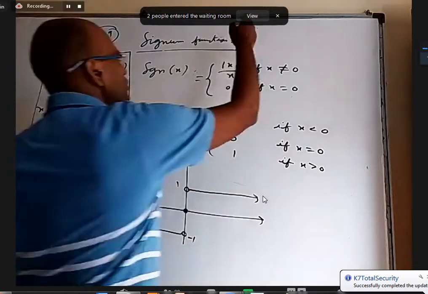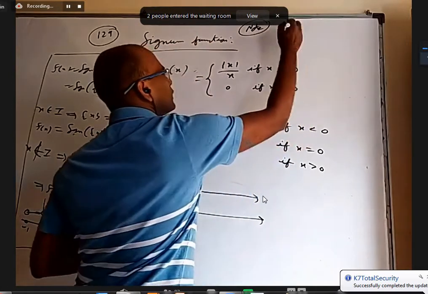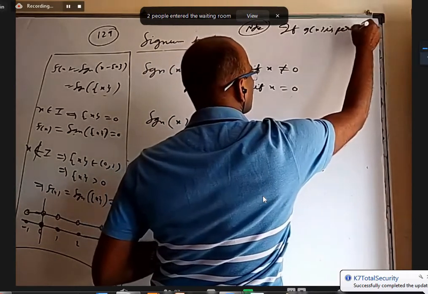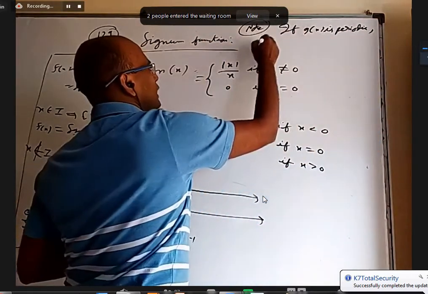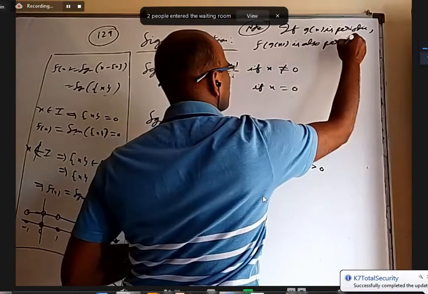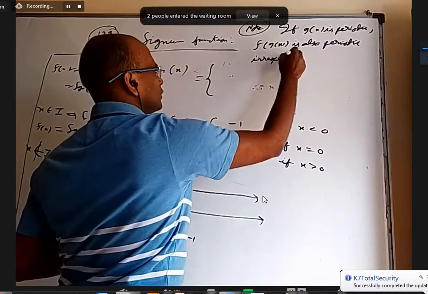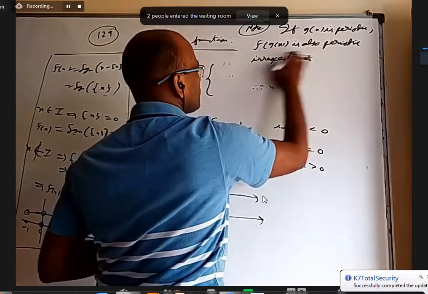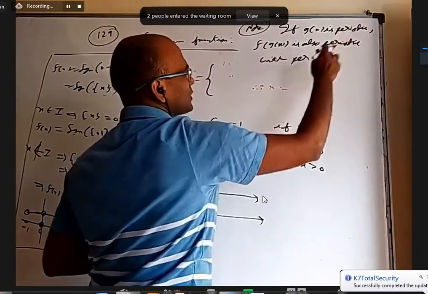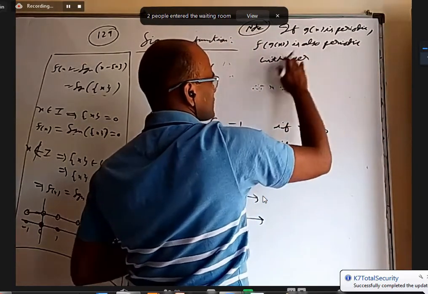If you want, you can write a note somewhere. Even if g of x is periodic, f of g of x is also periodic. Let's say g of x is periodic. Then f of g of x is also periodic with the same period as g of x.